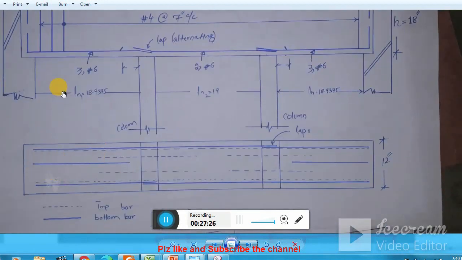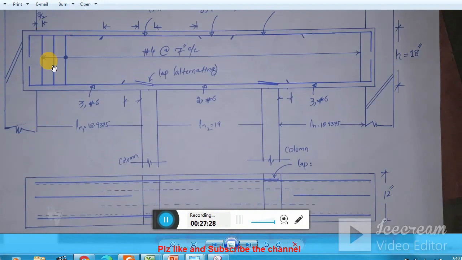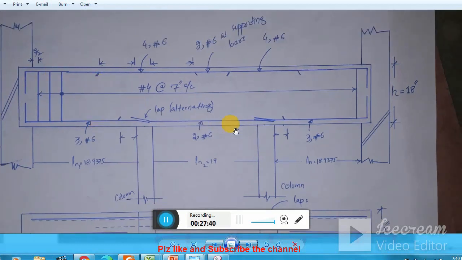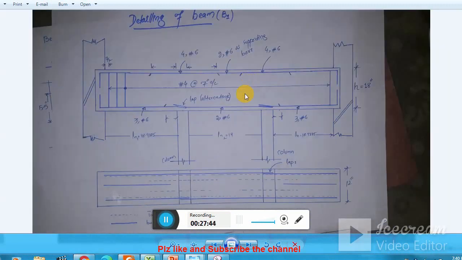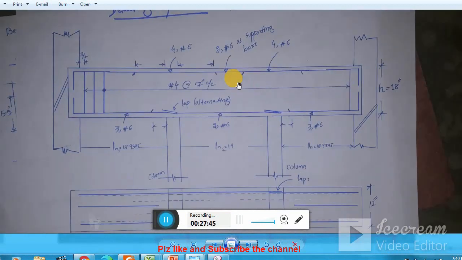Just 2 top bars will be here, those dotted lines, that is supporting bars, and they will work for that amount of negative moment. But although this is simply supported, that's why I don't use it. And this winds up the detailing of this beam. Basically, if you have any question, you can ask in the comment box.